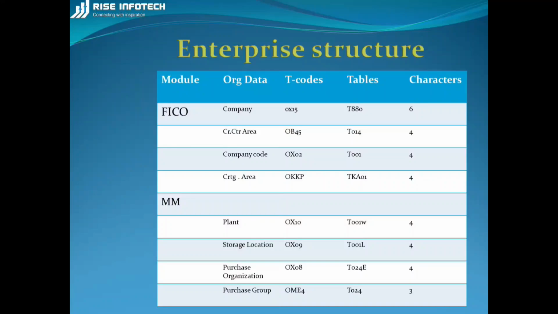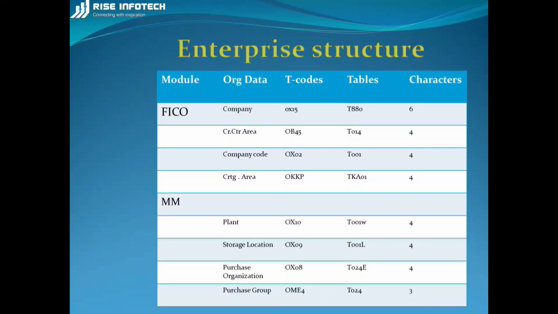What are the requirements it needs? Company, like org data. Company stands for a legal entity. The company is the highest organizational unit in SAP. For its creation, the T-code is OX15, the table for company is T880, and it has 6 characters. Coming to credit control area. Credit control area is the organizational unit for credit management. For credit control area creation, the T-code is OB45, the table is T014, and it has 4 characters.